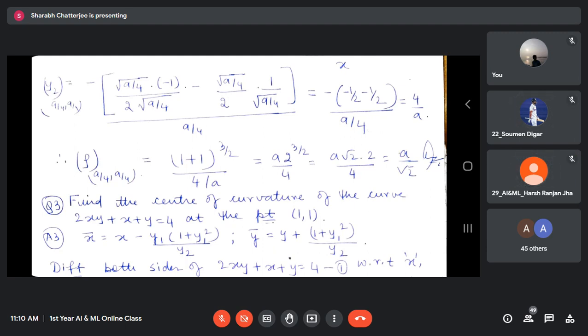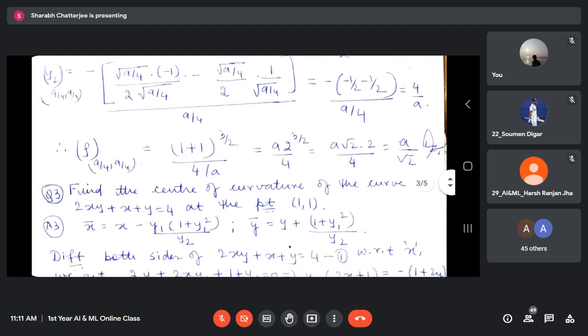So now we know the center is x bar comma y bar. The radius is rho. What is the equation of the circle of curvature? The center is x bar comma y bar, the radius is rho. So what is the equation of the circle of curvature?